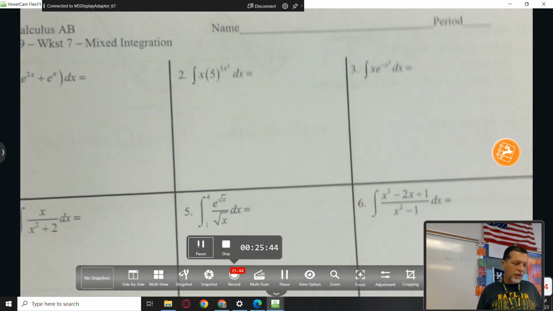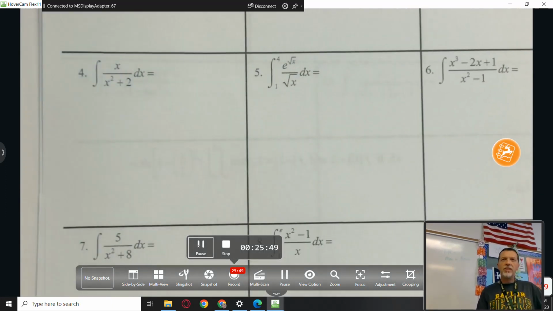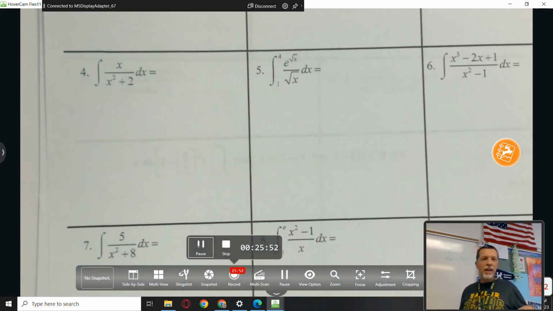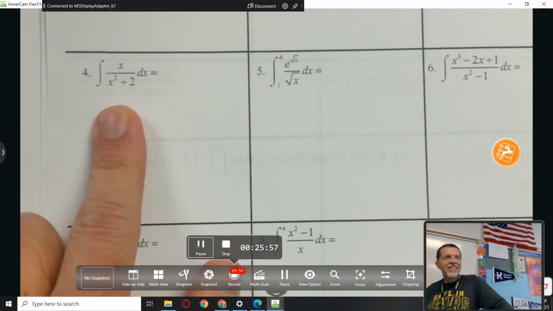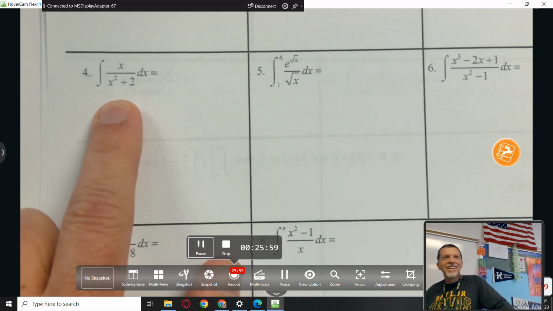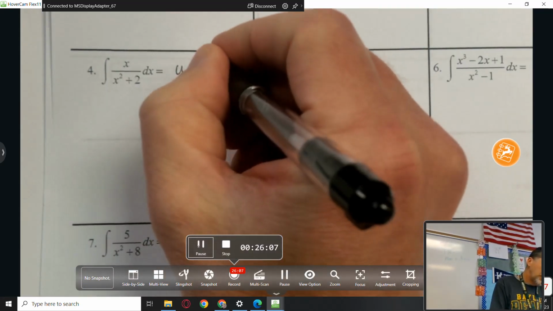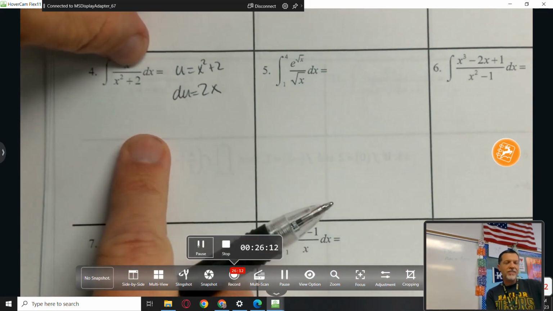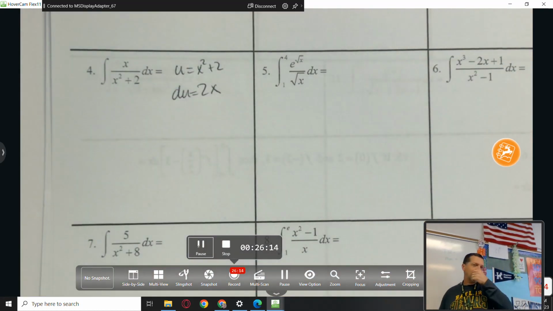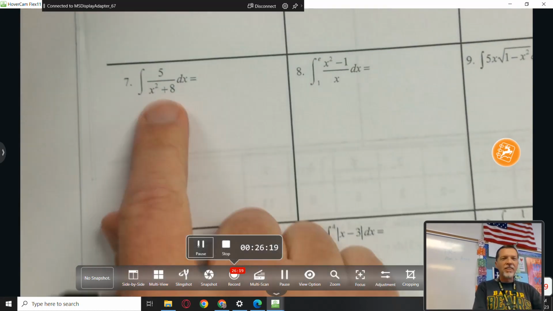It's just very mixed practice. Look at number 4 on worksheet 7. What does that look like? Arctan. It looks like u substitution. What would you let u be? Because you have x plus 2. You saw the x on top. Yep, and then du would be what you need. But it also kind of looks like arctan, so it's to mentally screw with it, as opposed to number 7.